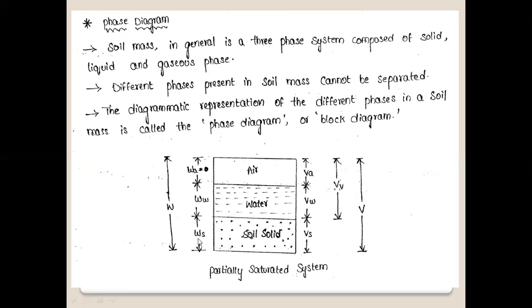Here the weights: solids, water, and air. Weight of solids, weight of water, and weight of air. These three portions added are equal to the total weight.